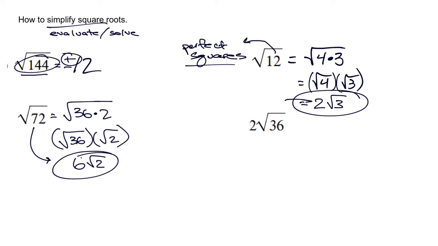So 2 times the square root of 6, 2 is already simplified. I don't need to simplify that anymore. Times the square root of 36, so I'm going to use parentheses here. What's the square root of 36? Well, if we remember what we did here, we know that number is 6, so that's just 2 times 6, and that equals 12.